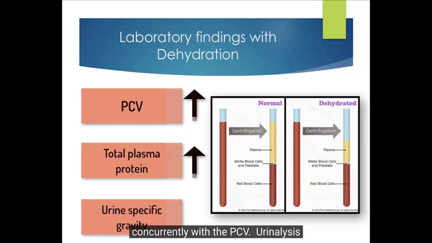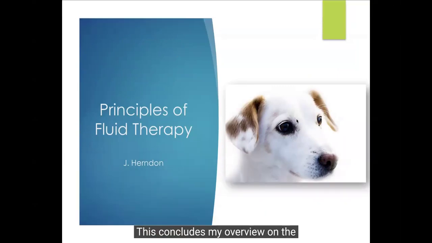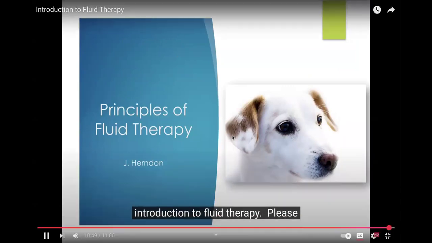A urinalysis will show an elevation in the urine-specific gravity in a dehydrated patient, though patients with underlying kidney disease that are causing the fluid deficits or the dehydration may have a lower urine-specific gravity, which may indicate the cause of the dehydration in the first place. This concludes my overview on the introduction to fluid therapy.